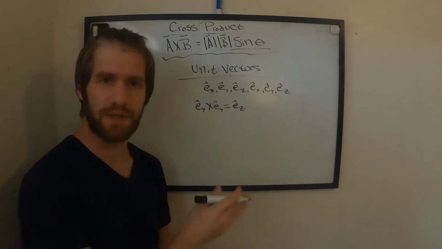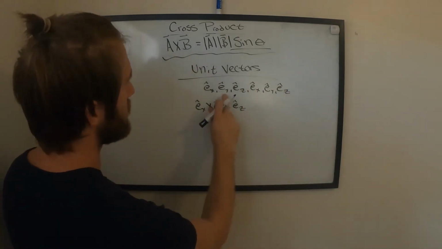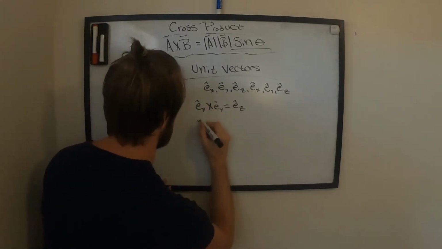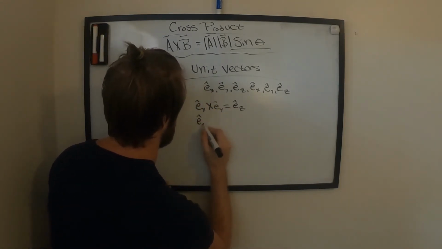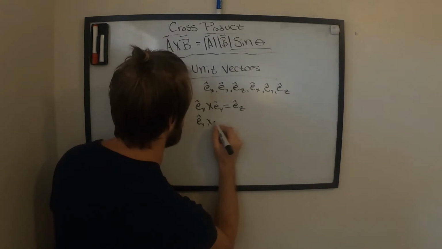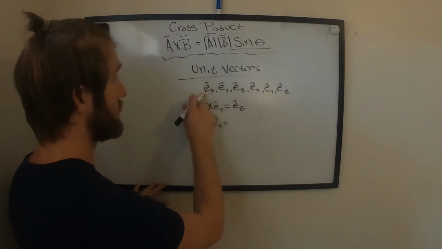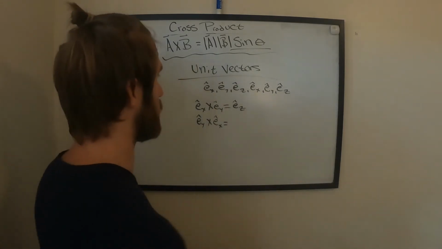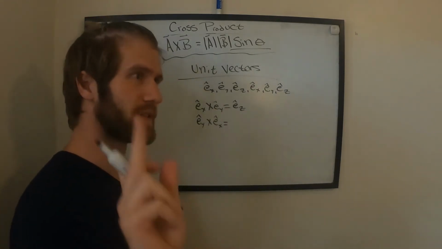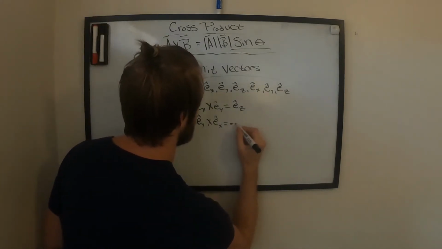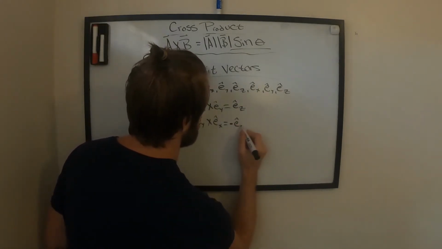Now if I were to reverse the order, go from right to left, e hat sub y cross e hat sub x is equal to, well, it just goes the other direction and you land on z again. But the only difference is you incorporate a negative sign. So that is going to be equal to negative e hat sub z.